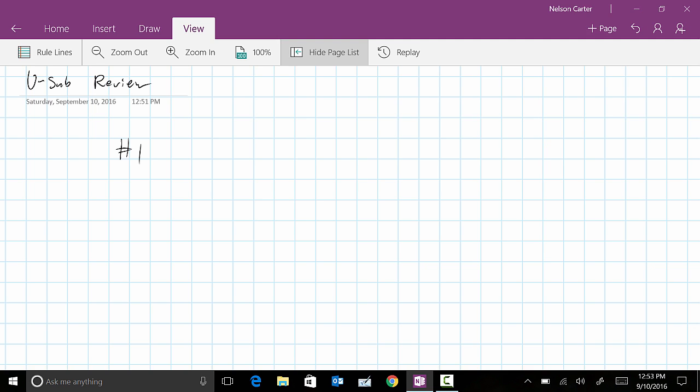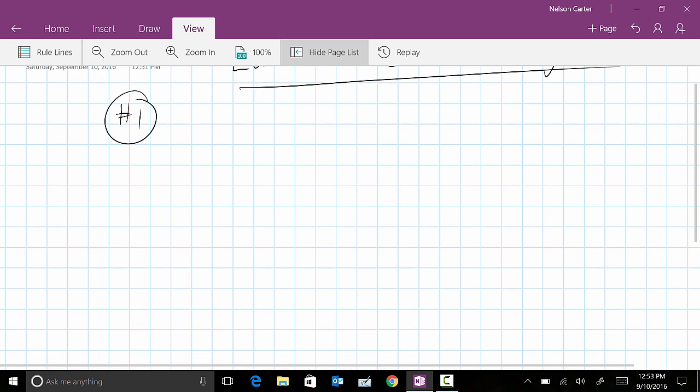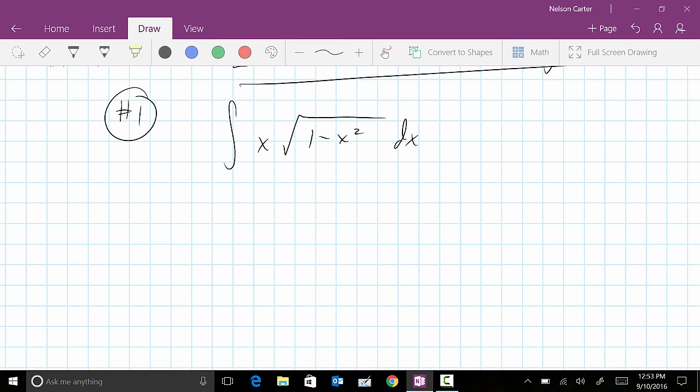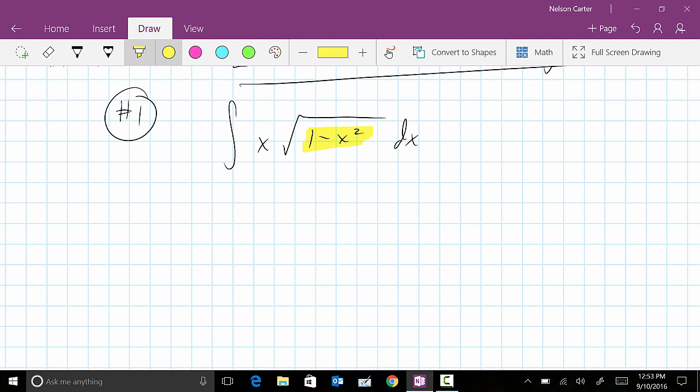Here's an example. The directions are all the same: evaluate the indefinite integral. Okay, so let's look at this first one. The integral of x times the square root of 1 minus x squared dx. Here's what I mean about the product of something times its derivative. The derivative of this is definitely going to involve just a single power of x, which is what this is. So that's what you're going to want to look for.